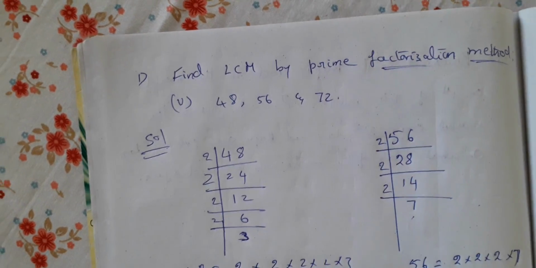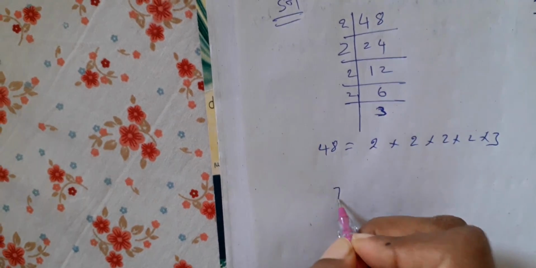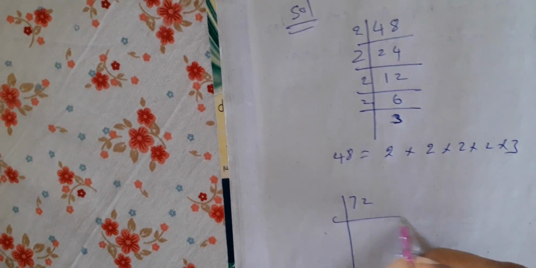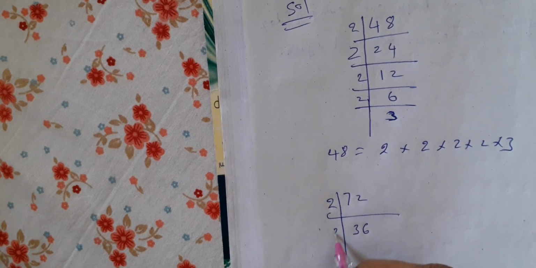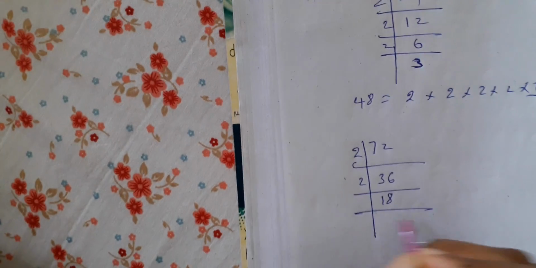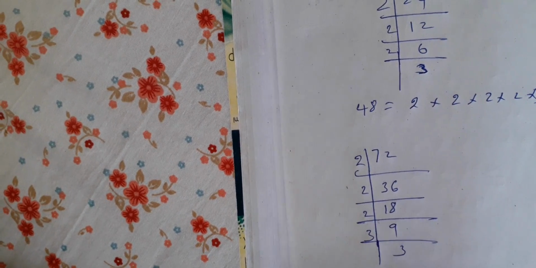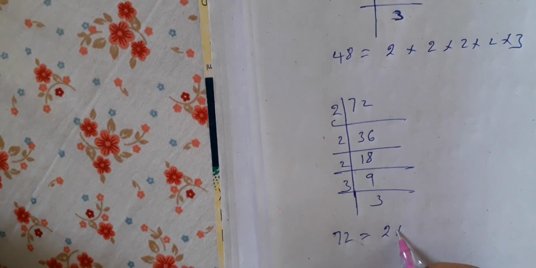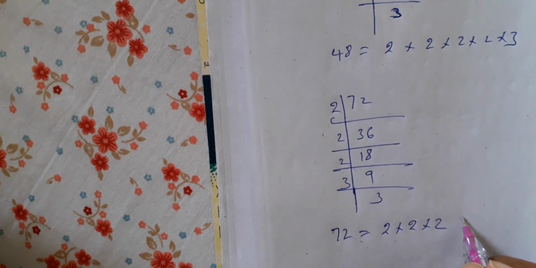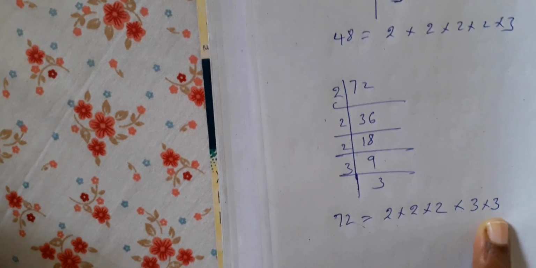Okay. So now let us write the next number. For next number 72. So now this is also an even number. 2 3's are 6, 2 6's are 12, 2 18's are 36, 2 9's are 18, 3 3's are 9. So I will stop it here because this is a prime number. So now what do we have? 72 is equal to 2 into 2 into 2, 3 2's and 2 3's.